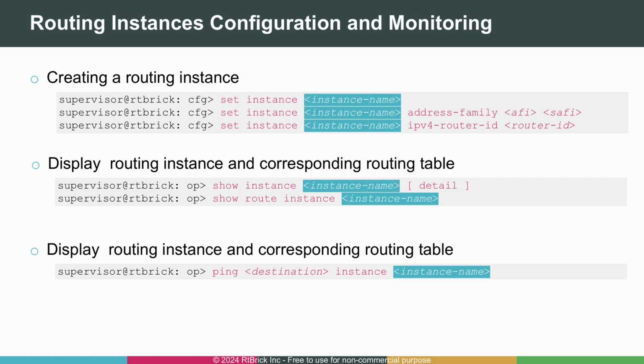When using the ping command to test IP connectivity, be aware that it uses the default routing table unless otherwise specified. To test connectivity from a specific routing instance, you must explicitly specify the instance.